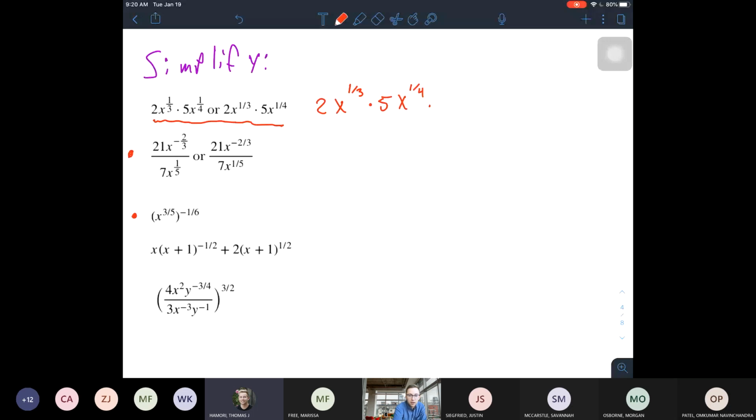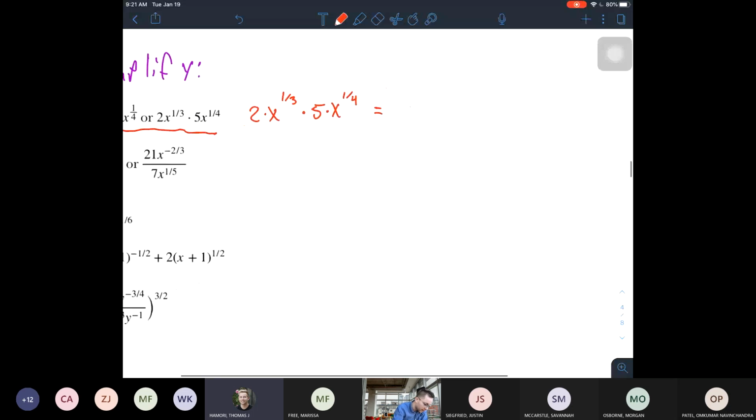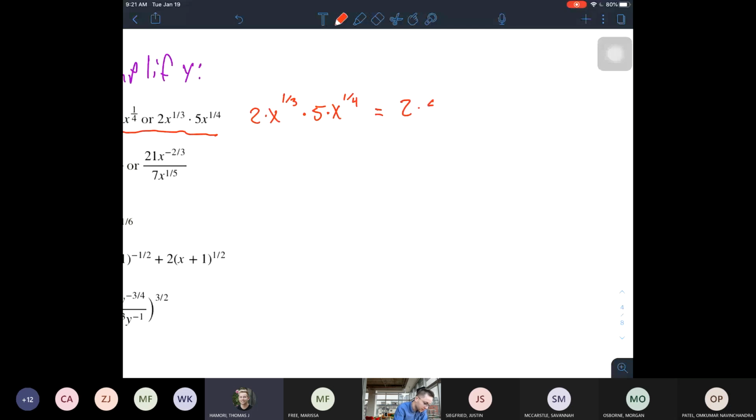Find a common denominator for the powers. Yeah, we're going to have to do that. I think the first thing to maybe do here is to rearrange it a little bit. We have four things being multiplied here: 2 times x to the 1/3 times 5 times x to the 1/4. We can do multiplication in any order that we want. So let's first rearrange and do the multiplication of the numbers first, and then the multiplication of the x power second.